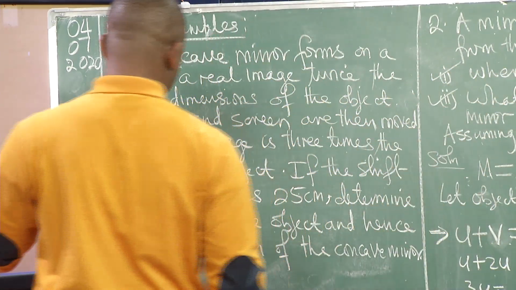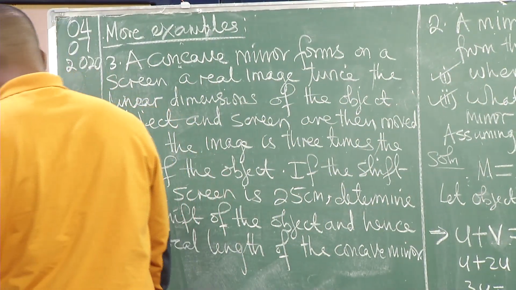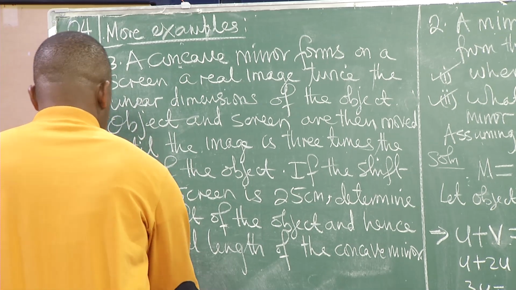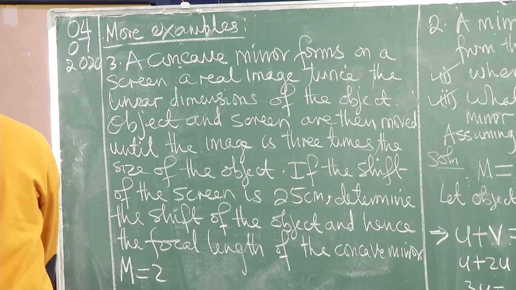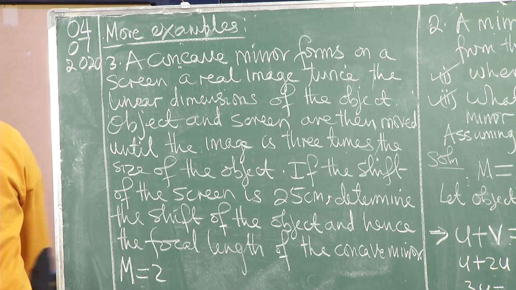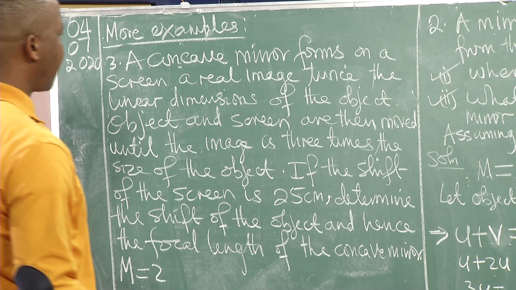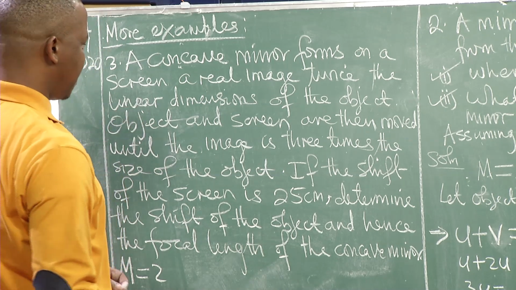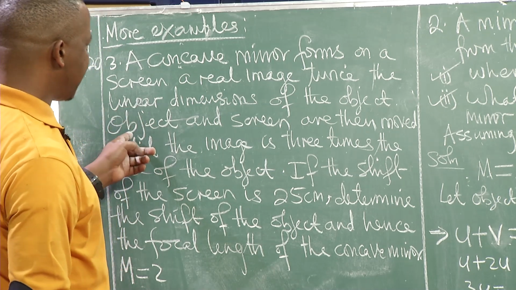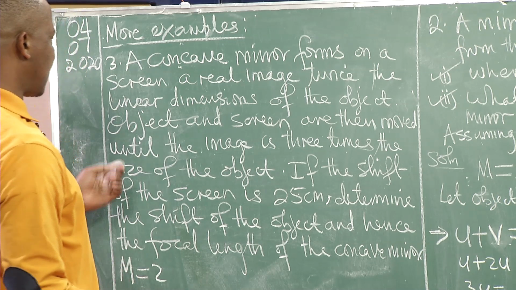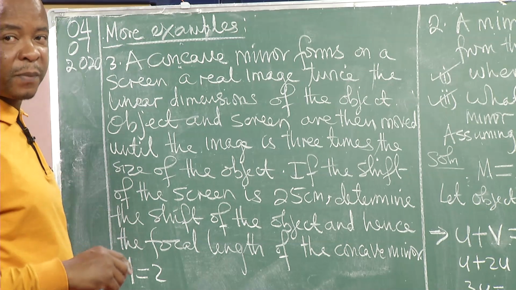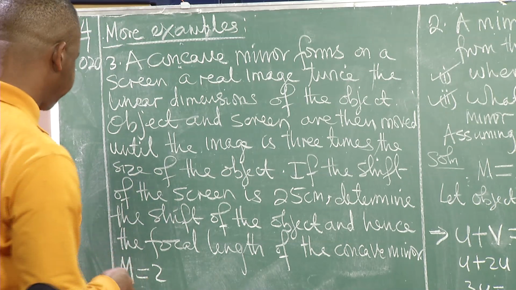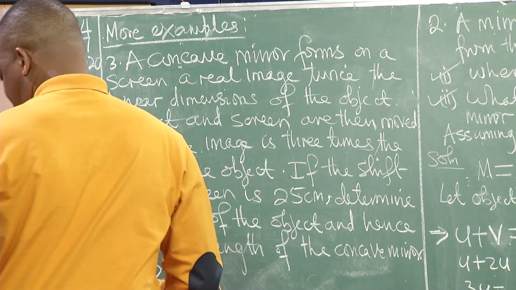Once again, as we attempt to look at this, the magnification is twice the linear dimensions of the object. The object and the screen are moved until the image is 3 times. So that means that we have 2 cases here.